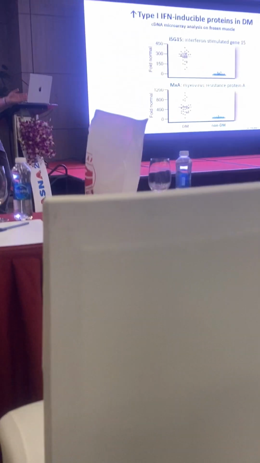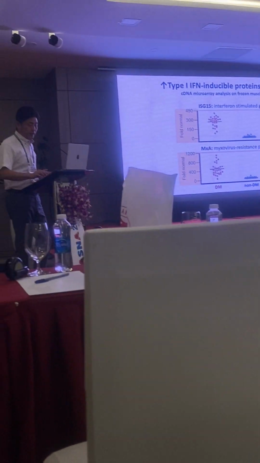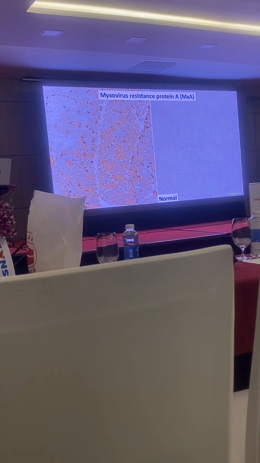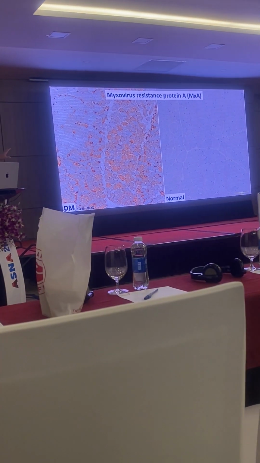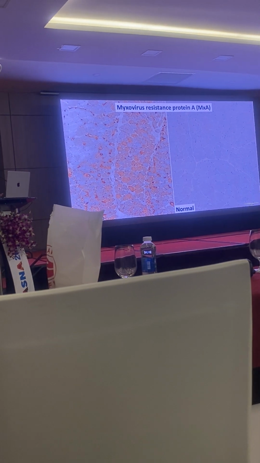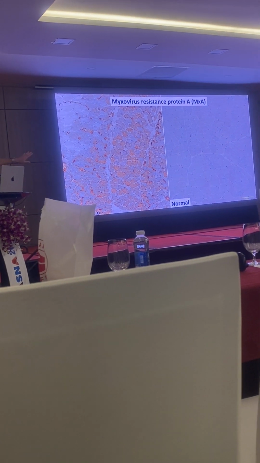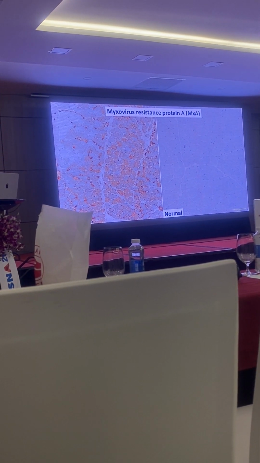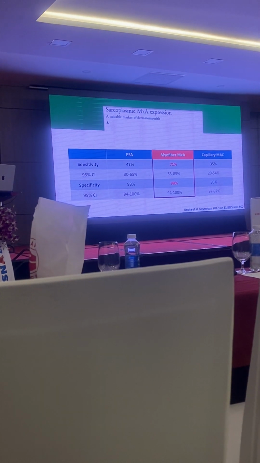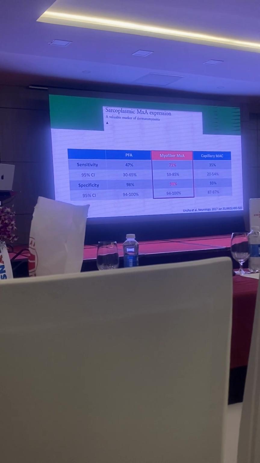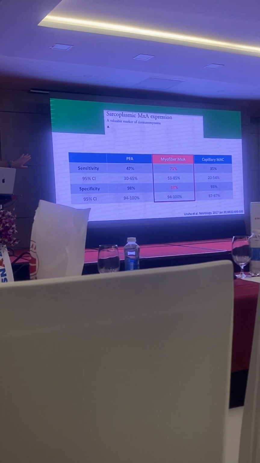So after this paper, many people started thinking that dermatomyositis is a type 1 interferonopathy. Right? And this MxA expression can be evaluated by immunohistochemistry. So you can see clearly all muscle fibers in this area express MxA. So now we can use this as a diagnosis, as compared with control, where you can see no expression at all. We actually evaluated the diagnostic utility of myofiber MxA expression compared with perivascular atrophy and capillary MAC deposition.